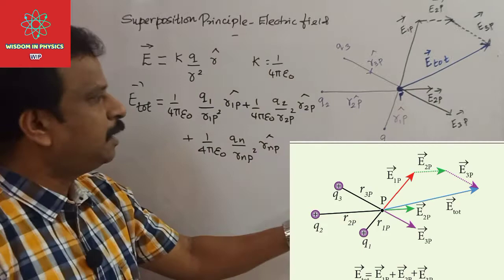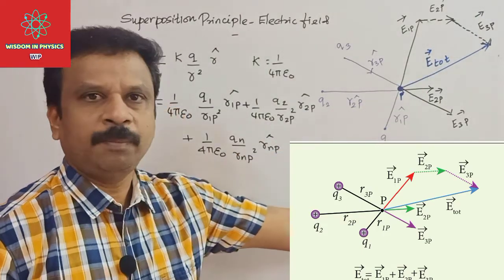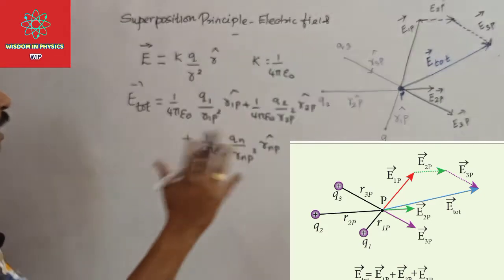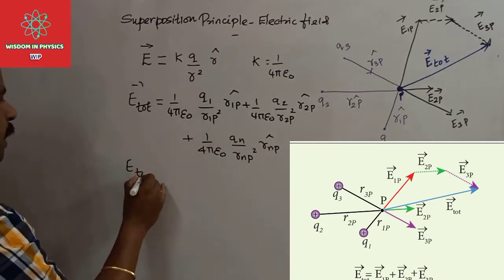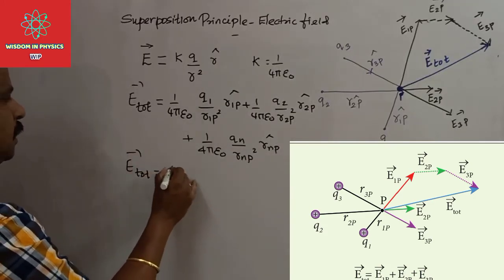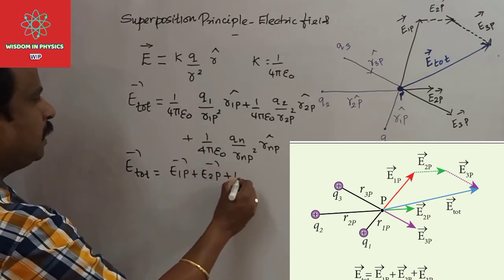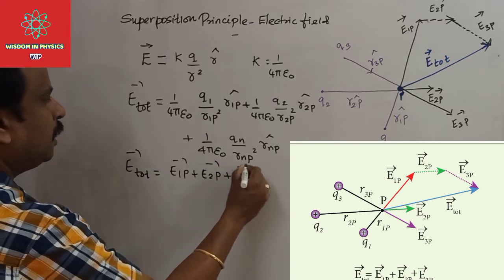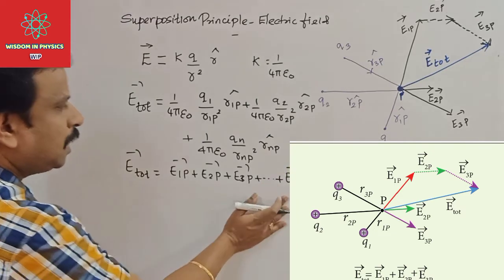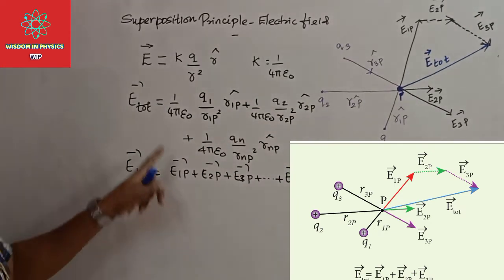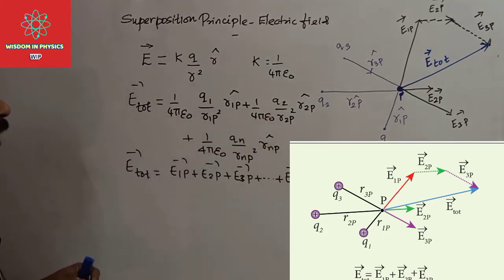But here we have only three charges, therefore the total electric field will be E1P vector plus E2P vector plus E3P vector. So generally when you have n number of charges, the total electric field, how I have written this? This is by this expression. Actually this is E1P vector plus E2P vector plus E3P vector, plus etc., plus ENP vector. So this is the general formula. Here I have written for each and every electric field.